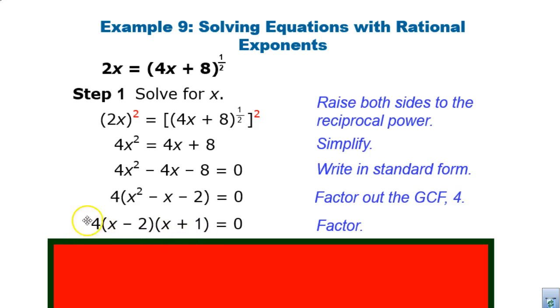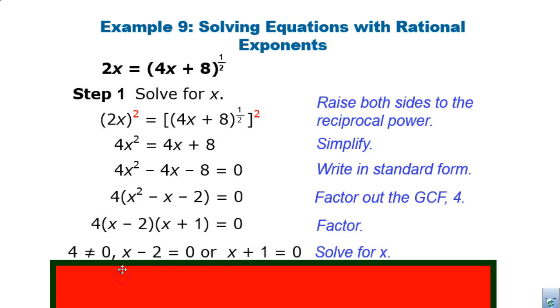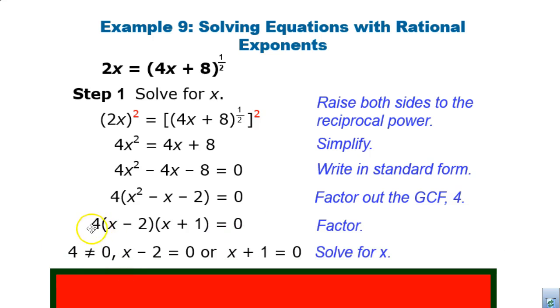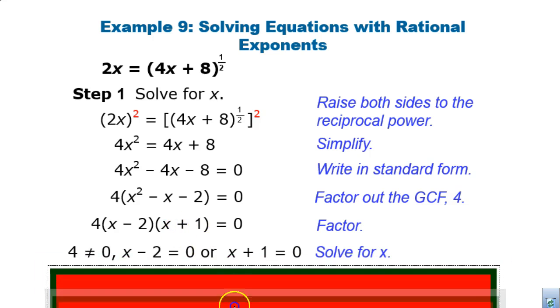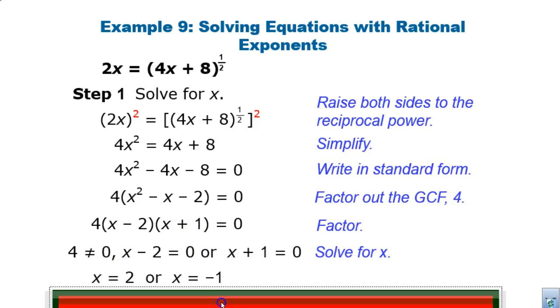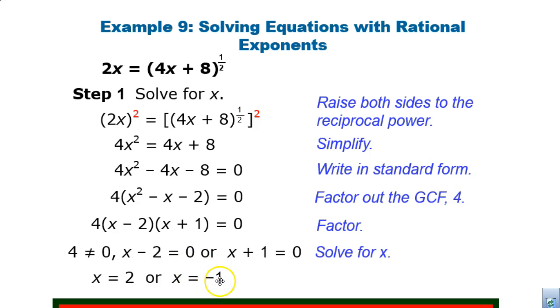Now this 4 has been factored out. It is one of the factors, but since it doesn't have an x, it's not going to influence our solutions. So we kind of ignore it. If we set it equal to 0, it doesn't give us any information. But x minus 2 equals 0 and x plus 1 equals 0 give us 2 solutions, 2 and -1.